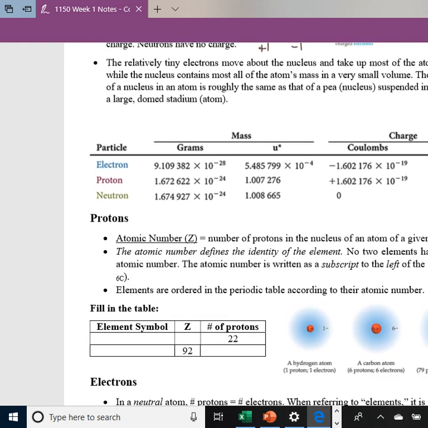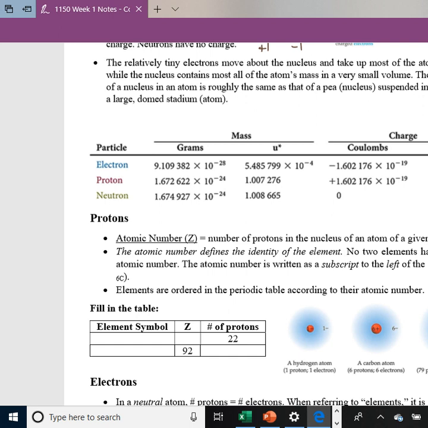Here is some more information on the mass and the charges of each of these particles. You do not have to memorize any of this. This is just to give you an idea of how small these things are. Electrons are about 9 times 10 to the negative 28 grams, while protons and neutrons are about 1.7 times 10 to the minus 24 grams. So they are more massive than electrons, but still they are very, very tiny.